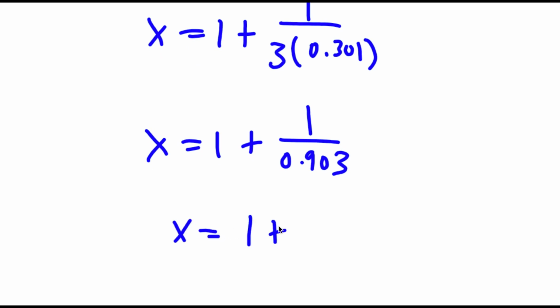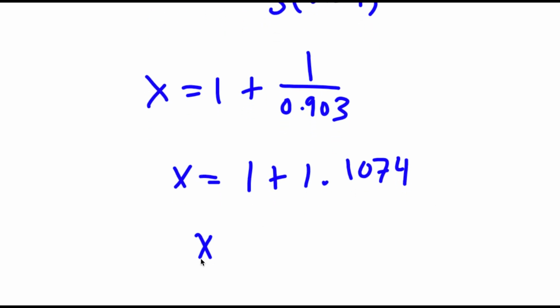And 1 over 0.903 is, sorry, 1.1074. So this is equal to 2.1074.